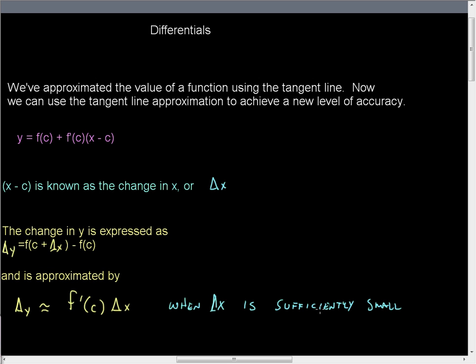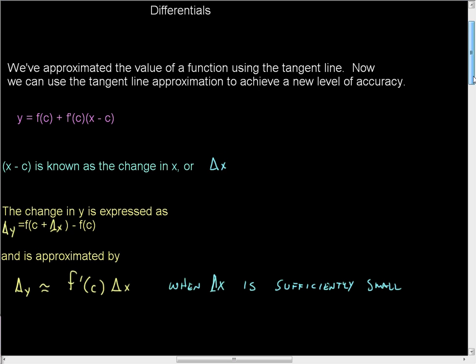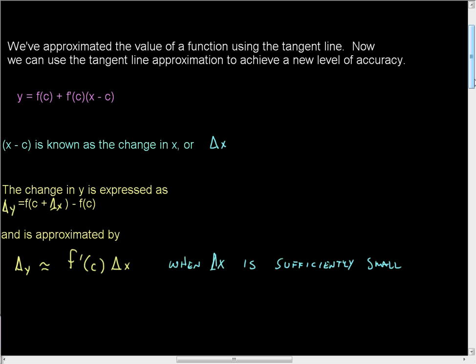Remember, we got a better approximation from our previous examples. We got a better approximation when we were closer and closer to the actual number that we wanted. And so we can use these to achieve different levels of accuracy.